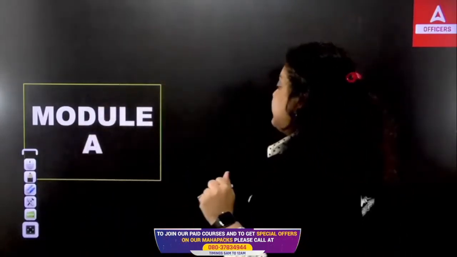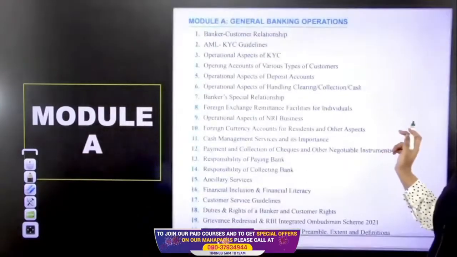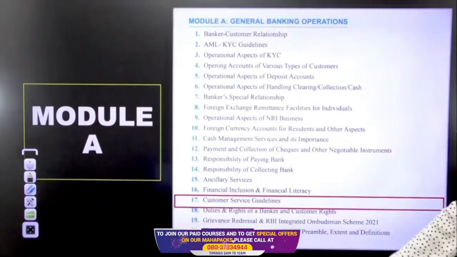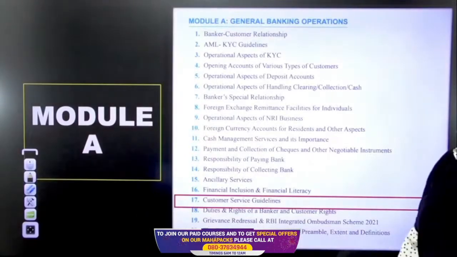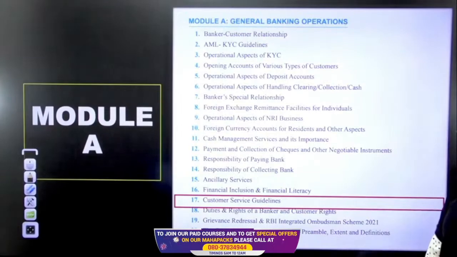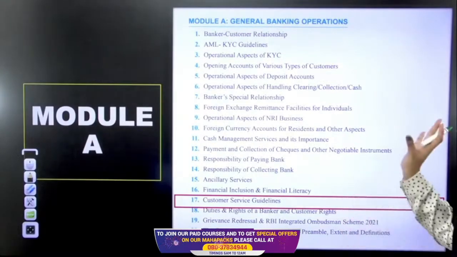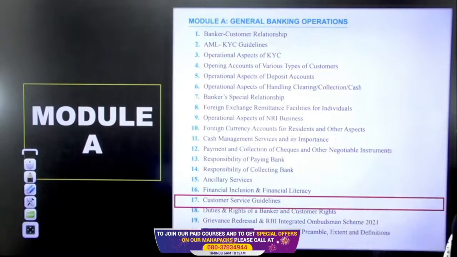And in the PPB we have 4 modules, 55 units are there. We are talking about module A, and in module A we are going to talk about unit 17 of your PPB, that is the customer service guidelines under the general banking operations. Okay, so this is your unit number 17 we are discussing.